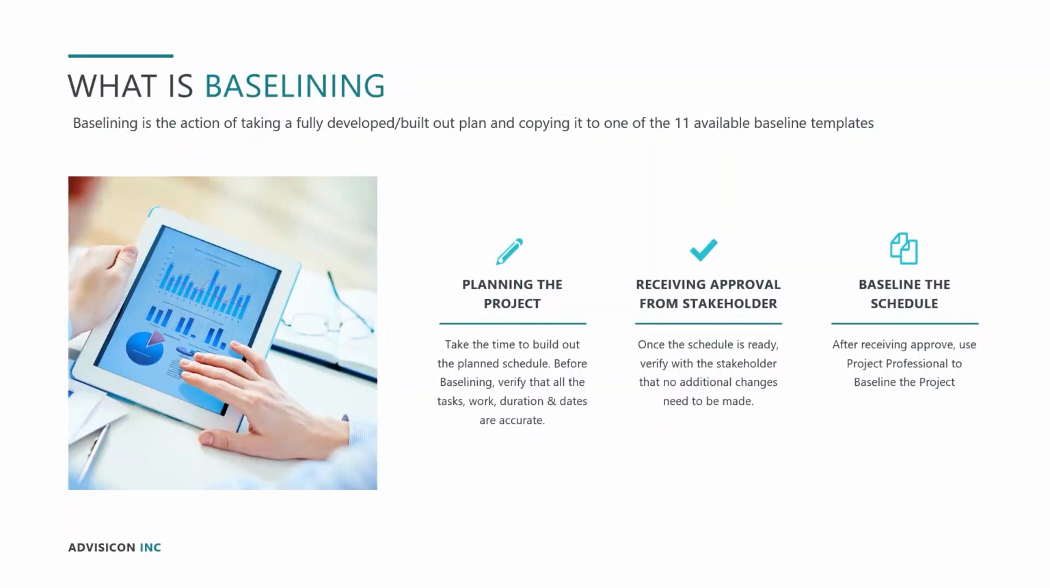So what is a baseline? Baselining itself is the action of taking a fully developed or built-out schedule and copying it into one of the 11 available baseline templates in Project Professional. So with Project Professional, you get 11 options of baselines. So you have baseline 0, baseline 1, baseline 2. These are columns and these are views in Project Professional that are empty until you take the action of baselining them. And I'll show you what that means in just a moment.